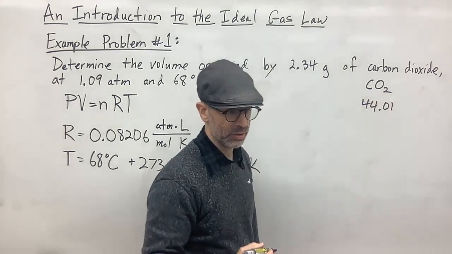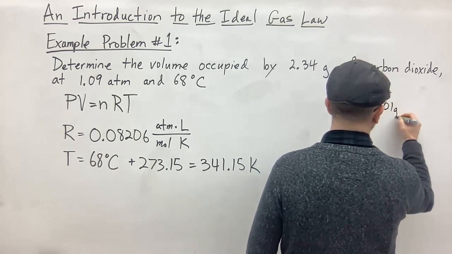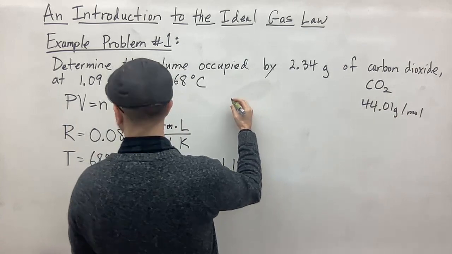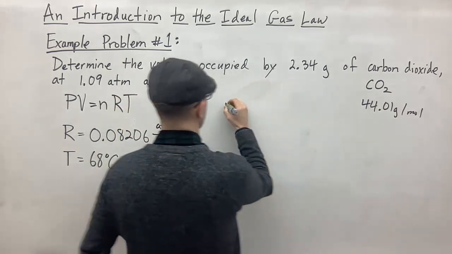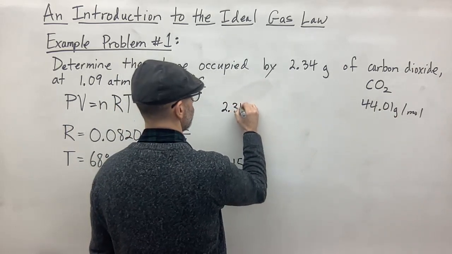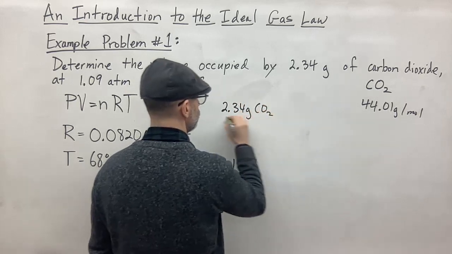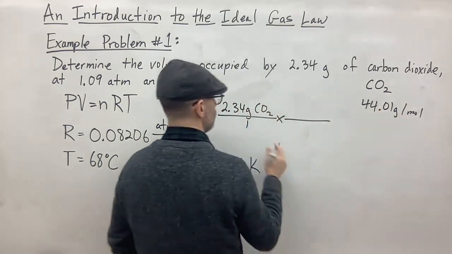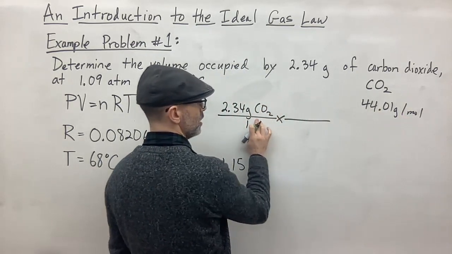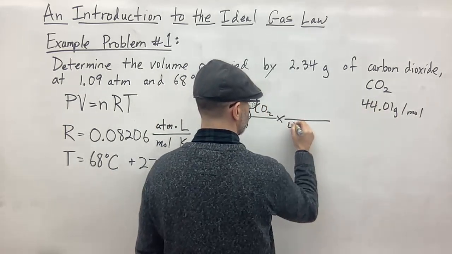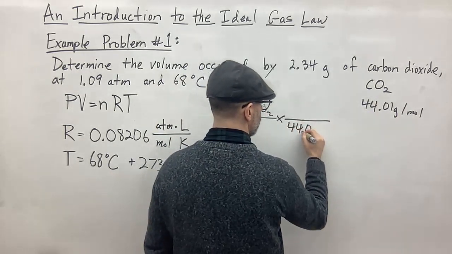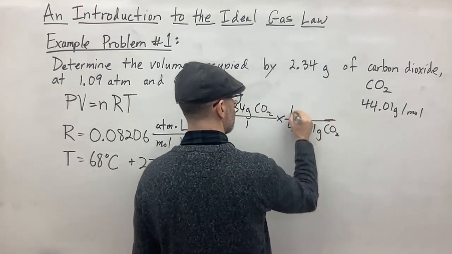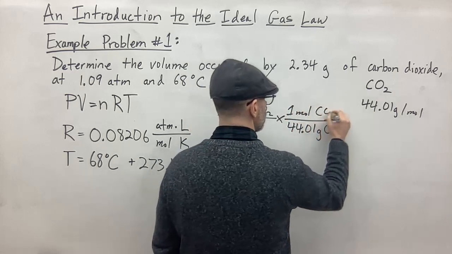I believe that's what I got calculated. Yep, 44.01 grams per mole. So I can use that as a conversion factor. I'm going to take the 2.34 grams of CO2 over 1, and I'm going to use this as a conversion factor. I have grams on the top here, so I'm going to put grams on the bottom: 44.01 grams of CO2. And on the top, I'm going to have 1 mole of CO2.